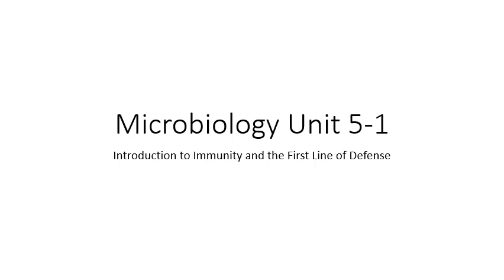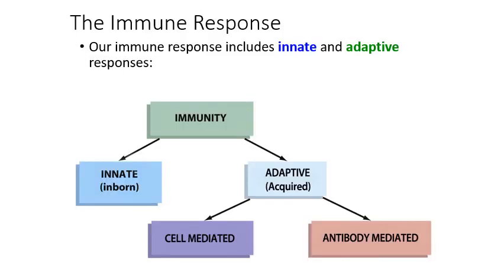So in today's video, we're going to be entering into our study of the immune system and specifically talking about your first line of defense. Looking at the immune system overall, we can divide it into two different categories, either innate, which is your inborn response that you have right from birth, or adaptive, which is your acquired immunity that you have to build over time, that you have to learn over time. And that adaptive immunity can be divided into either a cell-mediated line of defense or an antibody-mediated line.